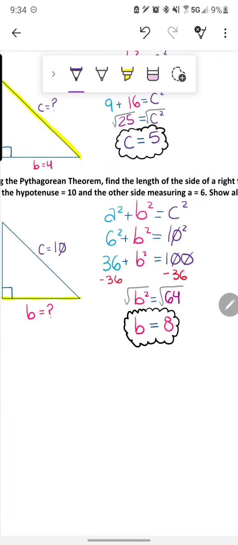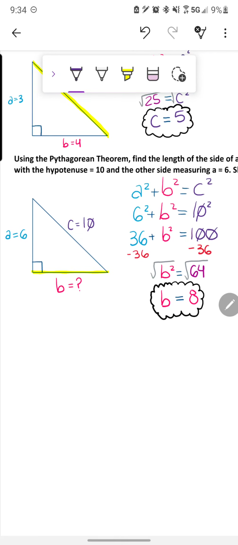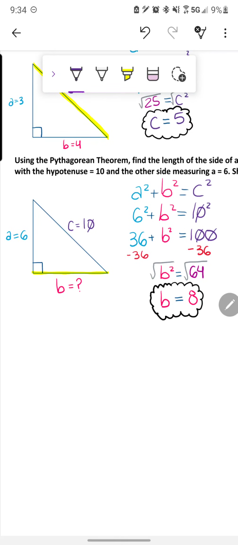That is unknown. And I highlighted it right there on that side. So let's go back to the Pythagorean theorem and plug in the numbers. So A is 6, B we don't know, C is 10. 6 squared equals 36, 10 squared equals 100. Subtract 36 on both sides. Now we're left with B squared equals 64. We find the square root of both, then that will make B equal 8. And that is our answer for the last question. B will equal 8.